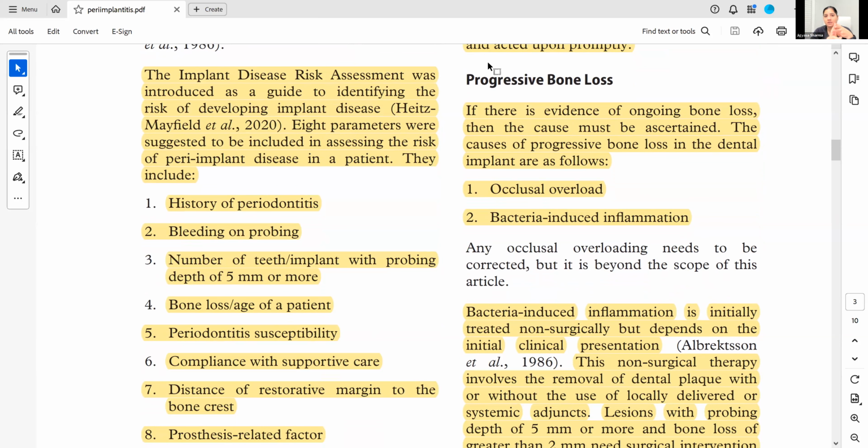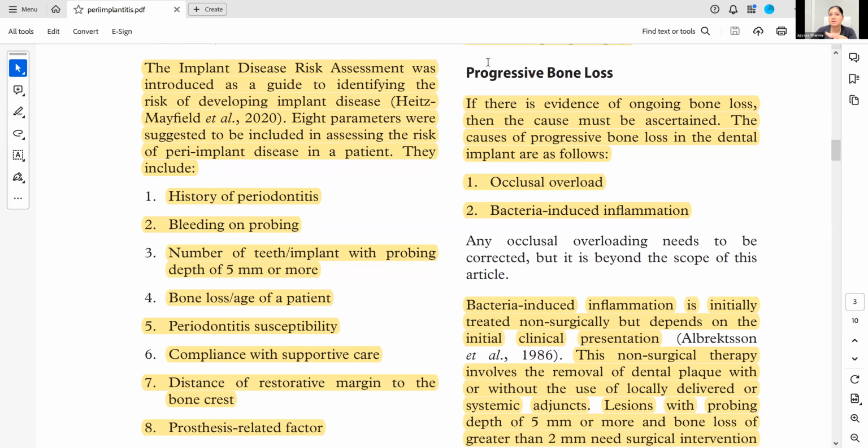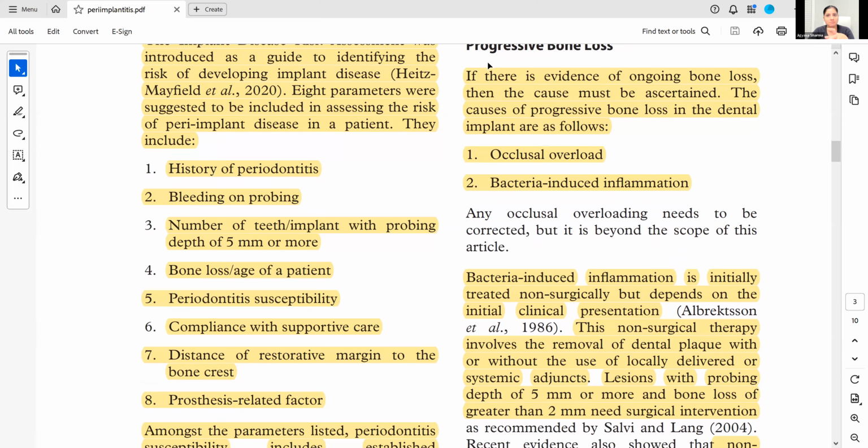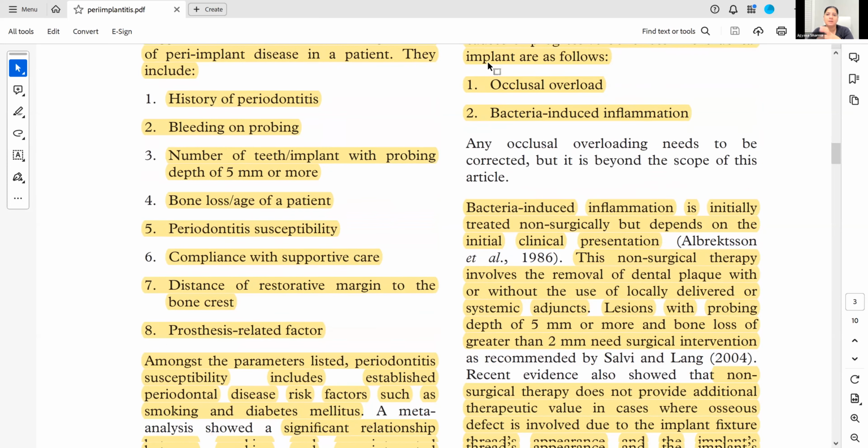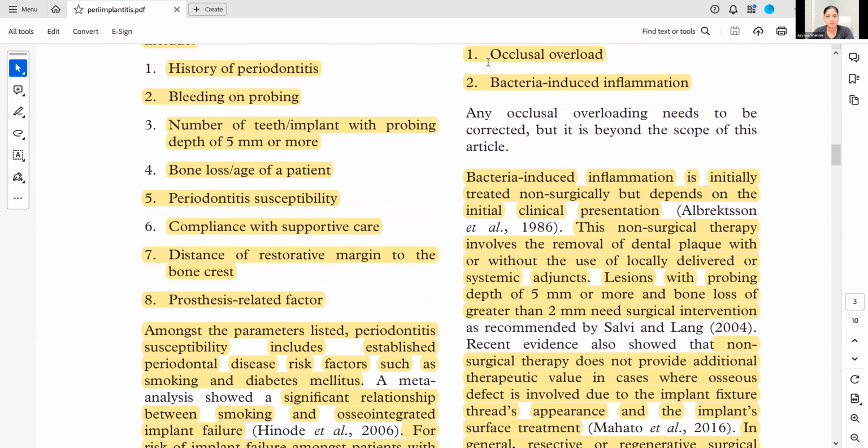The causes can be prosthesis factors, which is occlusal overload. That means the implant and prosthesis design is not meticulous enough to take up that load, and it's all taken up by the bone, leading to bone loss. The other is pathological bone loss, which comes from bacteria-induced inflammation from the plaque. So either it's mechanical failure through mechanical factors, or biological pathological factors.